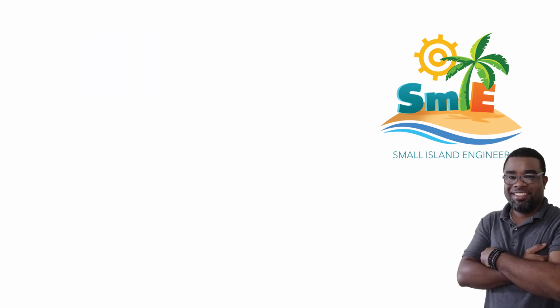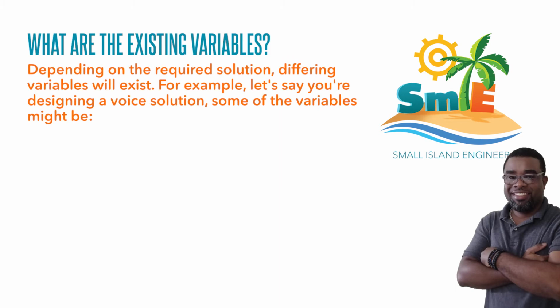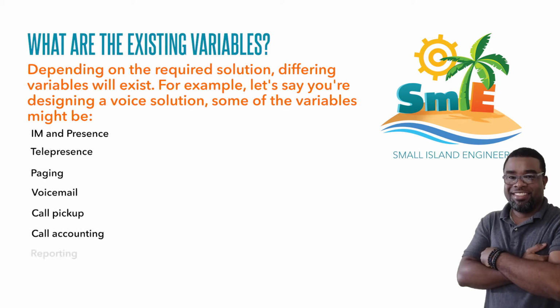So next up, the second thing, what are the variables that are going to be required in this design, right? What are the existing variables? And they're going to be different depending on the type of solution that the customer requires. For example, let's say you're designing a voice solution, then some of the variables might be that the customer needs IM and presence. The customer needs telepresence. They need paging. They need voicemail. Maybe call pickup or call accounting or reporting or scheduling, right? These are different variables that might occur if it's, say, a voice over IP solution that the customer is requesting.